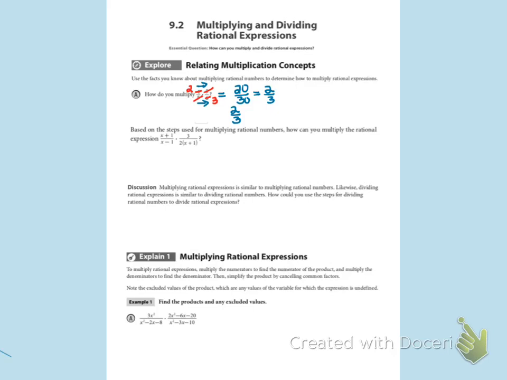So based on the steps used for multiplying rational numbers, how can you multiply the rational expression (x plus 1) over (x minus 1) times 3 over 2 times (x plus 1)? Well, first thing that you need to know is when you have a rational expression that has a sum or a difference in it, that entire term is like a whole piece. Like this x plus 1, it's not an x and a plus 1, it's an x plus 1. And so anything that could cancel out with that x plus 1 would have to be the exact same x plus 1. And so looking at these, you can clearly see there's an x plus 1 in the numerator and an x plus 1 in the denominator on the other side.